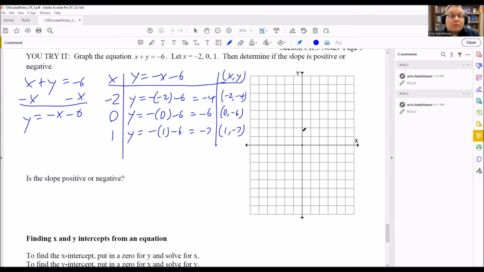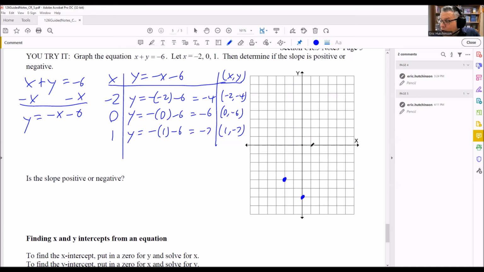These are the points that we want to plot now on the graph. So -2, we start going to the left. We go -2, and -4, we go down this way. That's the first point. 0, -6. So 0, we don't go to the left or the right. We just go straight down. So 1, 2, 3, 4, 5, 6.